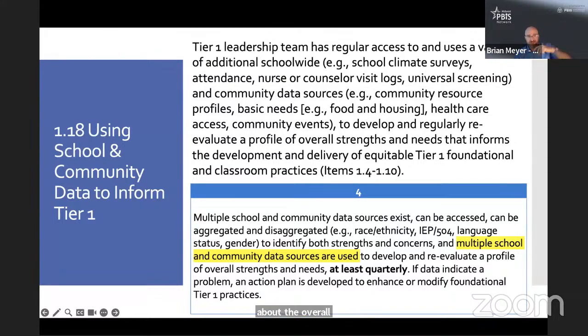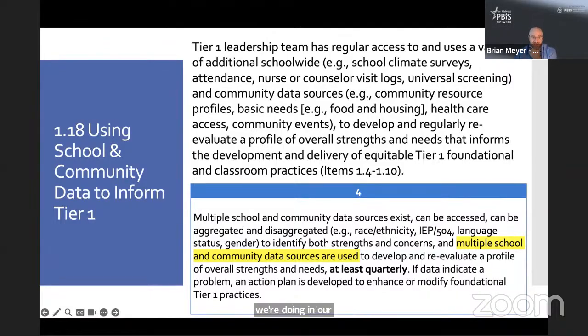And here's the detail of 1.18, but the key here is multiple school and community data sources are used. This kind of work came out of our ISF work that really was looking at when community partners are together, what's the community data that's helping us inform how we're doing in our schools.